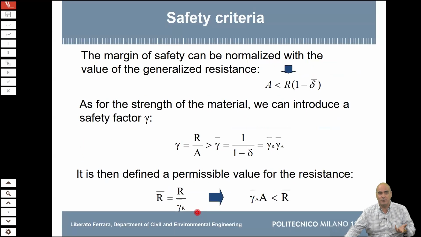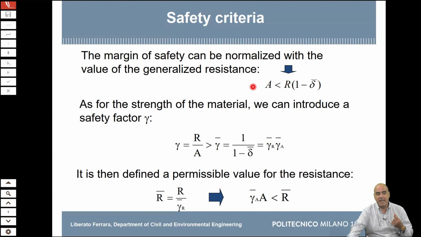It would be meaningless to fix it because the capacity and the demand could have different orders of magnitude. So it will be good to say, okay, I will accept that this safety margin is expressed as a percentage of the resistance. So if you work out the math, you want that the action is not simply lower than the resistance, but it's lower than the resistance multiplied by 1 minus a proportionality coefficient.